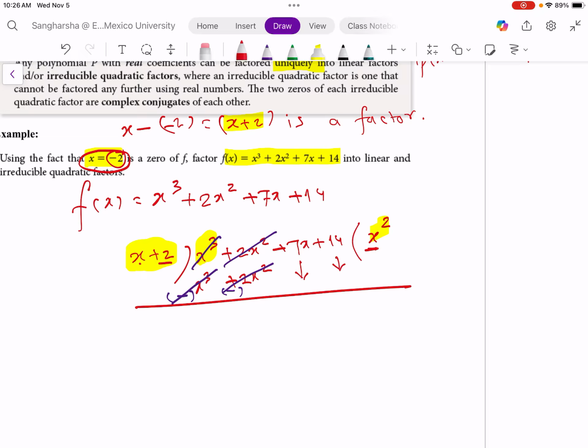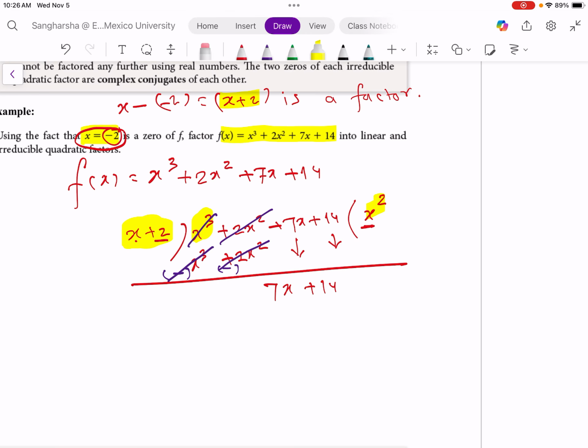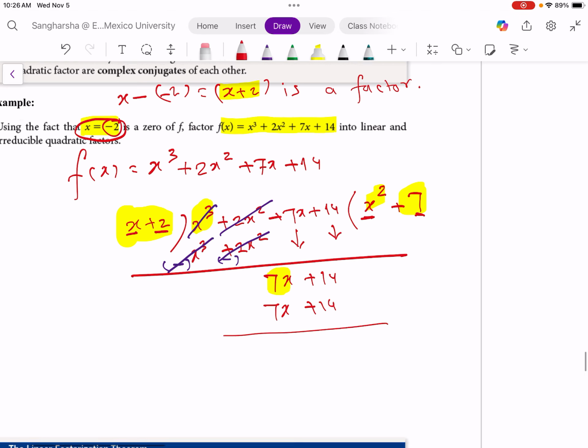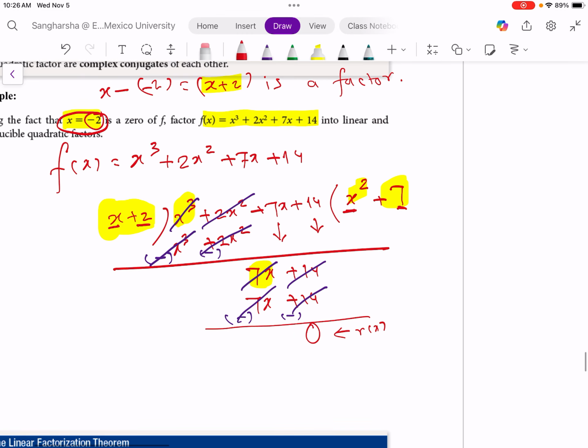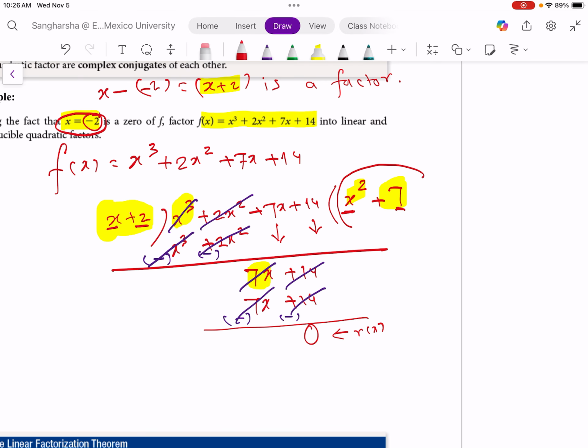So we have 7x plus 14. Now we take the first term 7x and divide by x. 7x divided by x is positive 7. Now we multiply positive 7 and every term of the divisor. So positive 7 times x, positive 7x, positive 7 times positive 2, positive 14. Do not forget to flip sign. So this is negative, this is negative. So this is 0, this is 0. So here this is 0. It is our remainder r of x, and x squared plus 7 is our q of x.